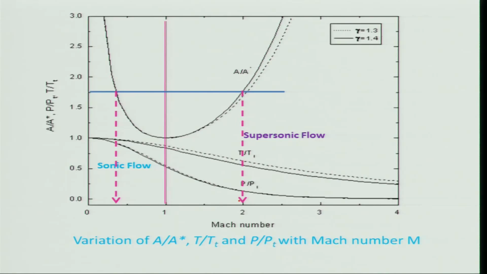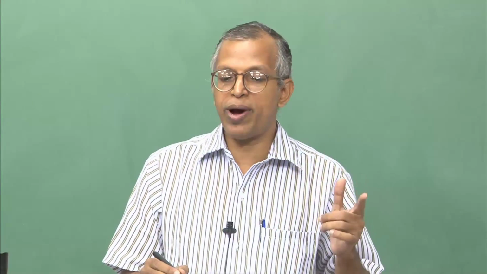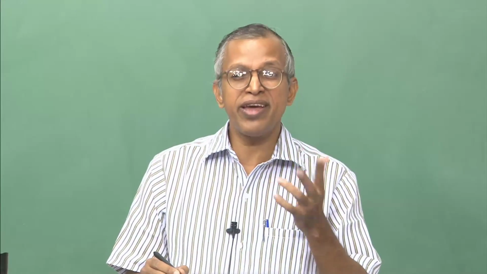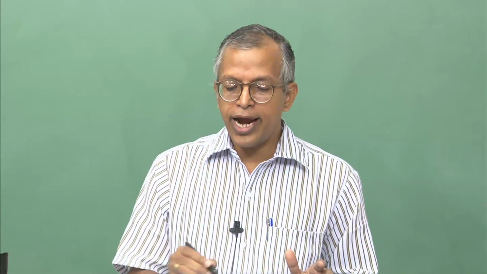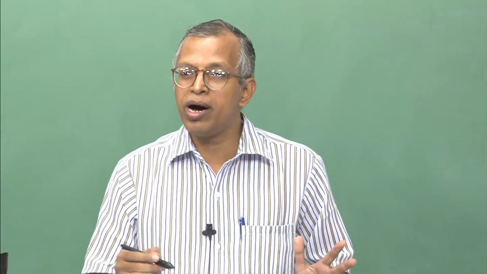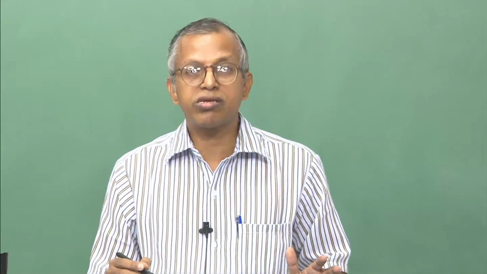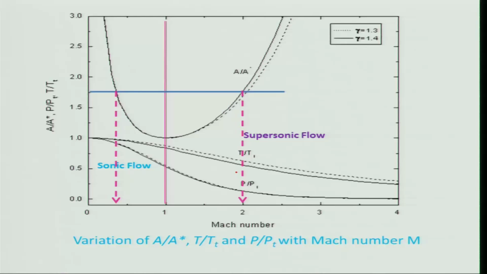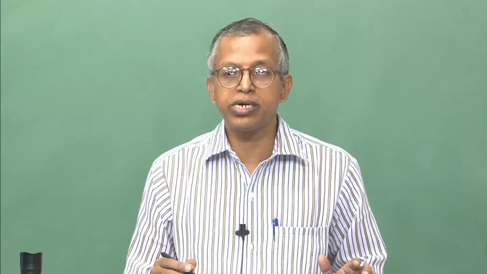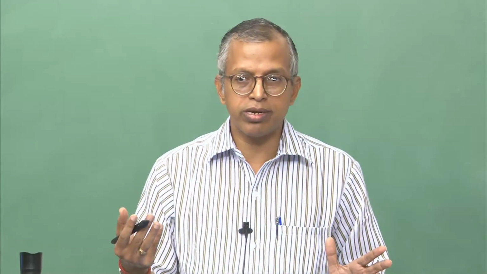If you go back and look at that equation, it will have 2 solutions for the same area ratio, which you can also understand physically. The other thing is that the temperature ratio and pressure ratio are changing, and they are different for different specific heat ratio, that is gamma. With this I will stop, and we will continue in the next class with how we can use these equations and expressions for talking about nozzles and other things.